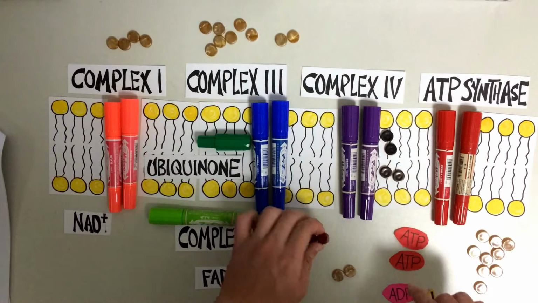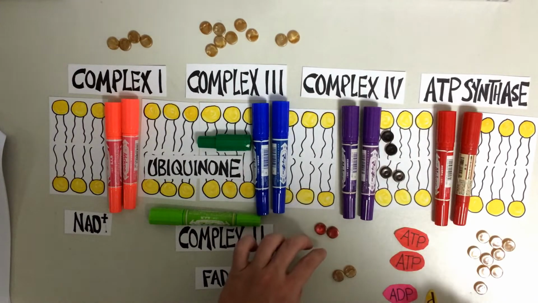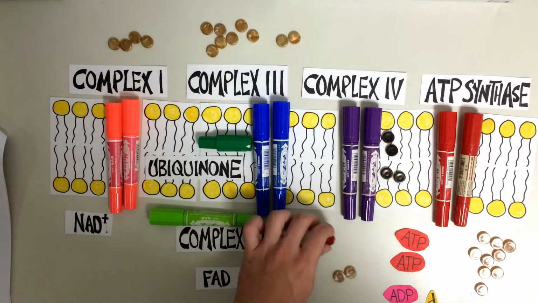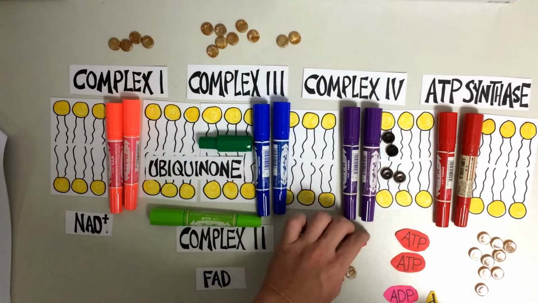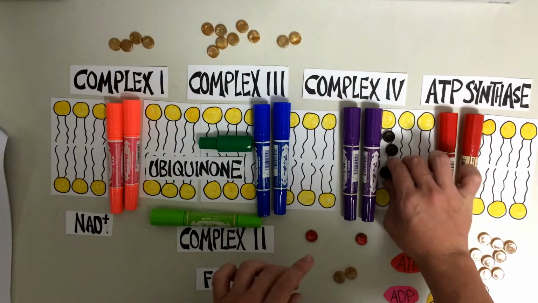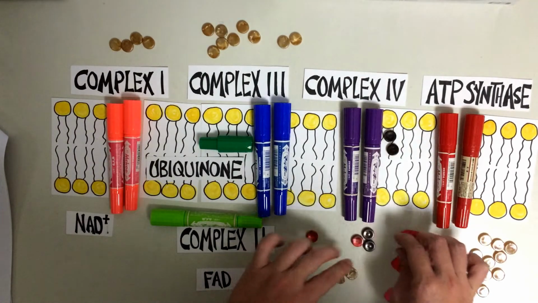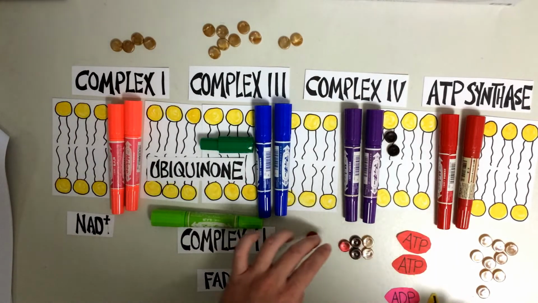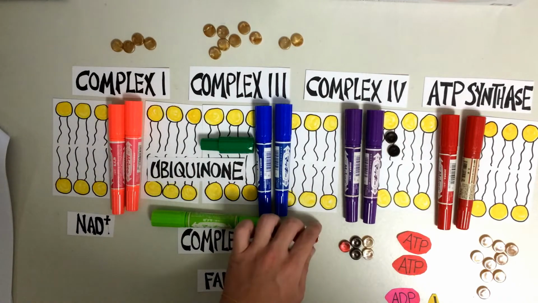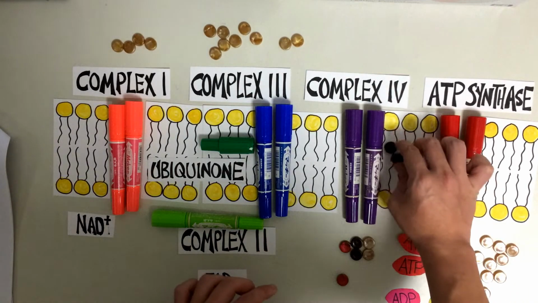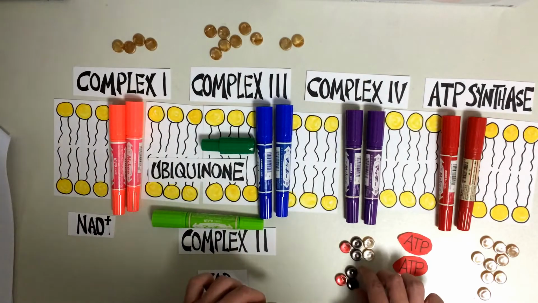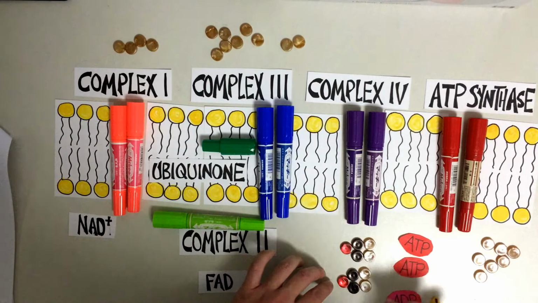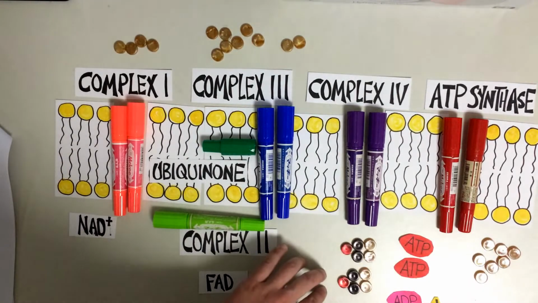Okay, so this is where your final electron acceptor, the oxygen molecule, comes into play. How does it come into play? One oxygen atom will combine with 2 electrons and 2 hydrogen ions to form water. The second one as well: one oxygen atom with 2 electrons as well as 2 hydrogen ions to form the second water molecule.